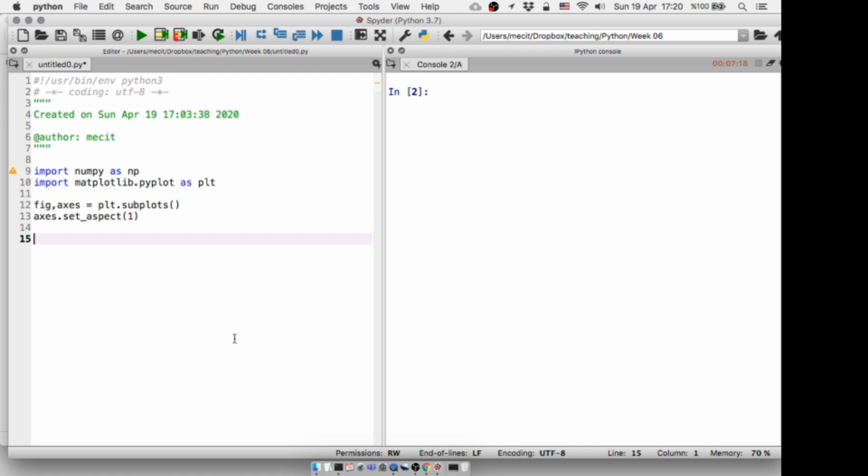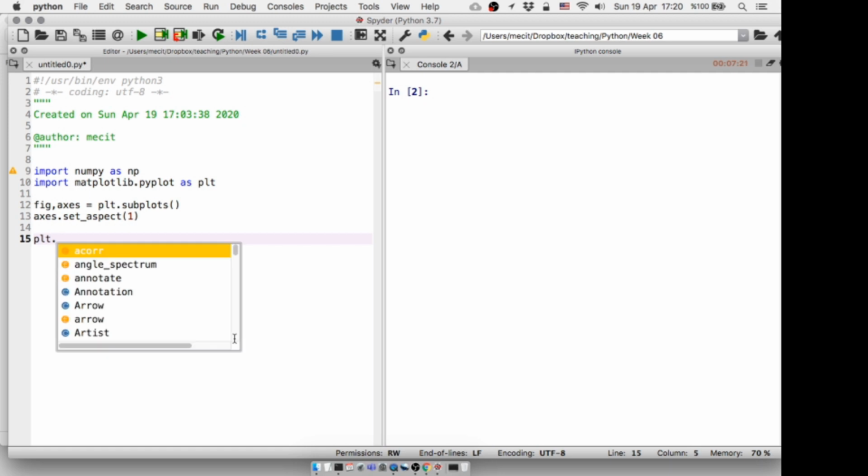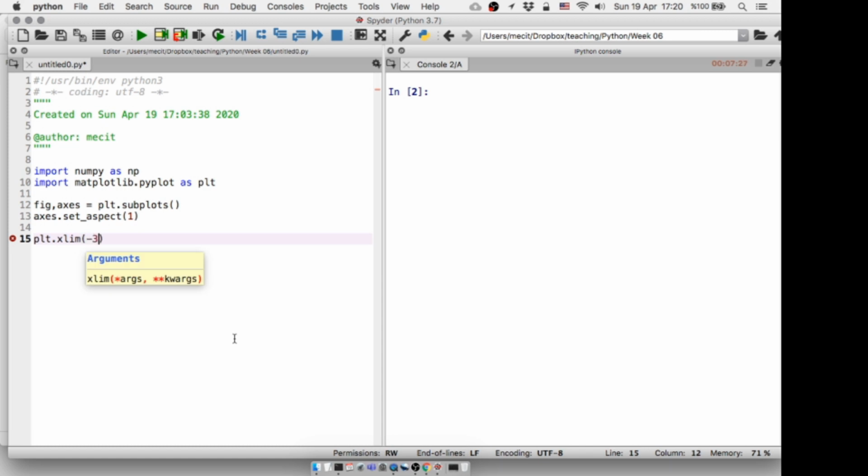Now, let's also set the limits of my graphics. X limit, let's do this from -3 to 3.0, and I would like to use the same for the y limit as well. These lines are not about vectors yet. I am setting the graphic output x limits and y limits and the aspect ratio to 1. This is exactly the same as we have done in the previous videos.